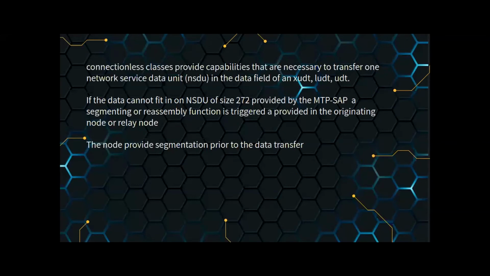Connectionless classes provide the capabilities necessary to transfer one network service data unit in the data field of an XUDT, an LUDT, or a UDT. If the data cannot fit in one network service data unit, it is segmented and/or reassembled. If it is the originating node, it is segmented. If it is the receiving node, it is reassembled. This can happen either in the originating node or in the relay, right? The node provides segmentation prior to data transfer.